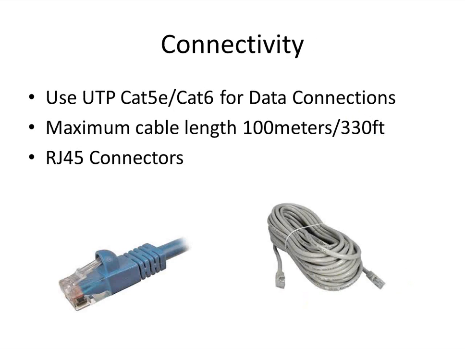To connect the IP cameras, you would use unshielded twisted pair Cat5e or Cat6 for data connectivity. The maximum cable length for IP cameras is 100 meters, which comes to about 330 feet. Any further than that, you would need to either put a switch in between, or you would need to run fiber. And the connectors that IP cameras use are standard RJ45 connectors.